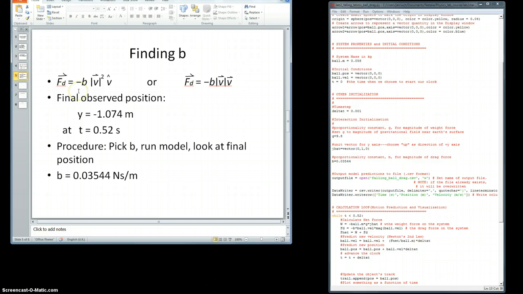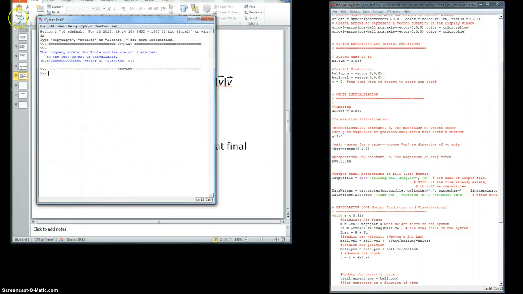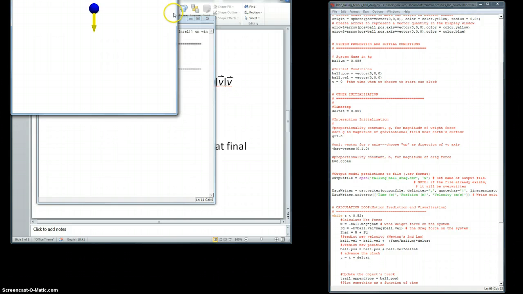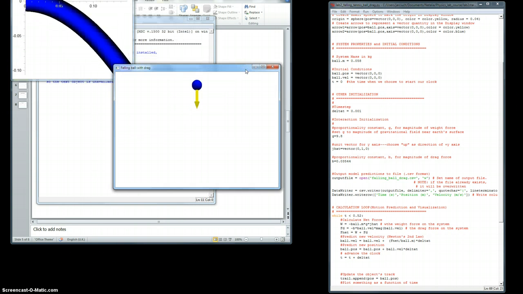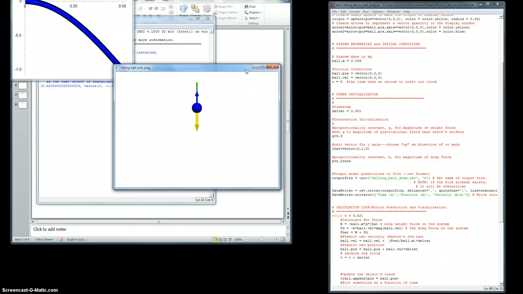I modeled the drag force as being in the direction opposite to the object's motion and with a magnitude proportional to the square of the object's speed. At first, the object is moving slowly, however, as the ball increases in speed, the magnitude of the drag force becomes more significant.